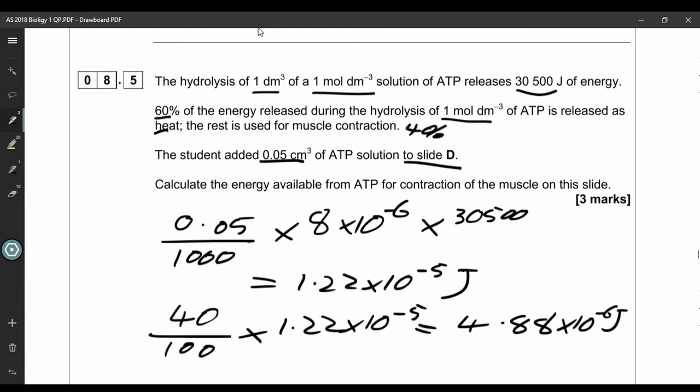So it's a two-step process, this question. We've got to work out how much ATP is actually being added by knowing the volume and the concentration. And then, based on that amount of ATP, work out how much energy is going to be released. And because we've been told there's only a certain percentage of this energy that's being released can go for muscle contraction, that's how we get this final answer.